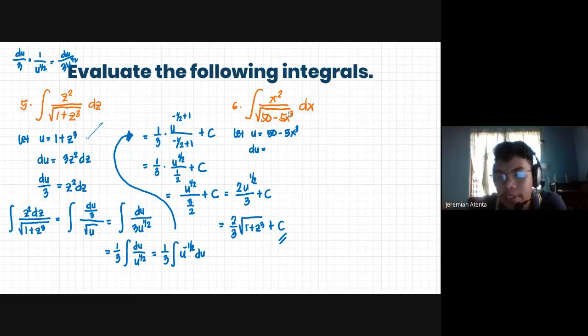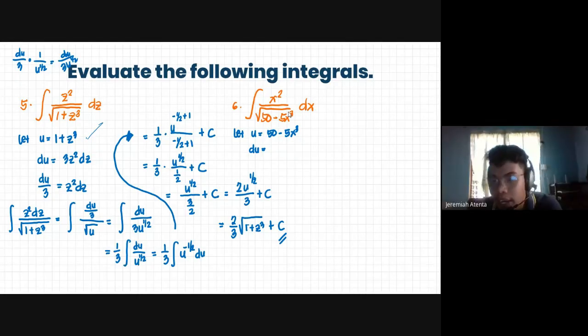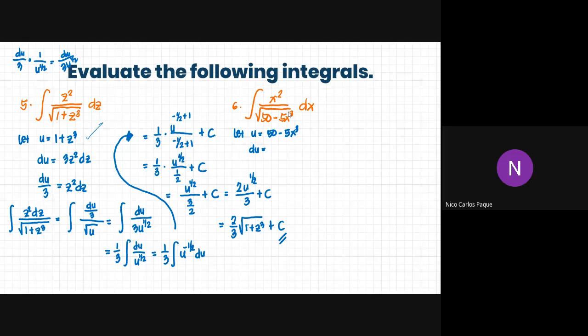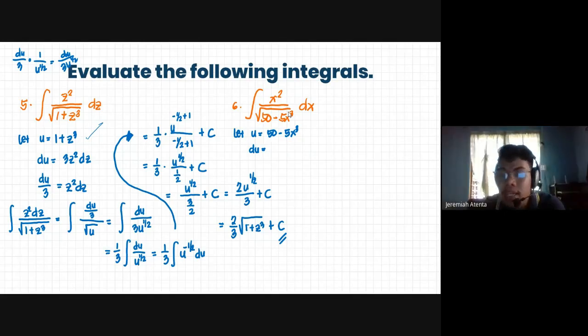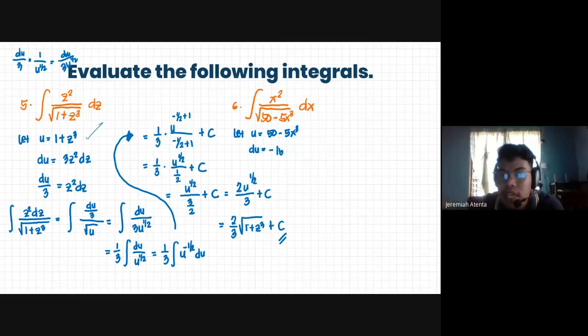What is the derivative? 15x squared. Is it positive or negative? Negative. Derivative of 50 is 0 minus. Derivative of 5x cubed is 15x squared, but you have minus, so negative. Right? Negative 15x squared.